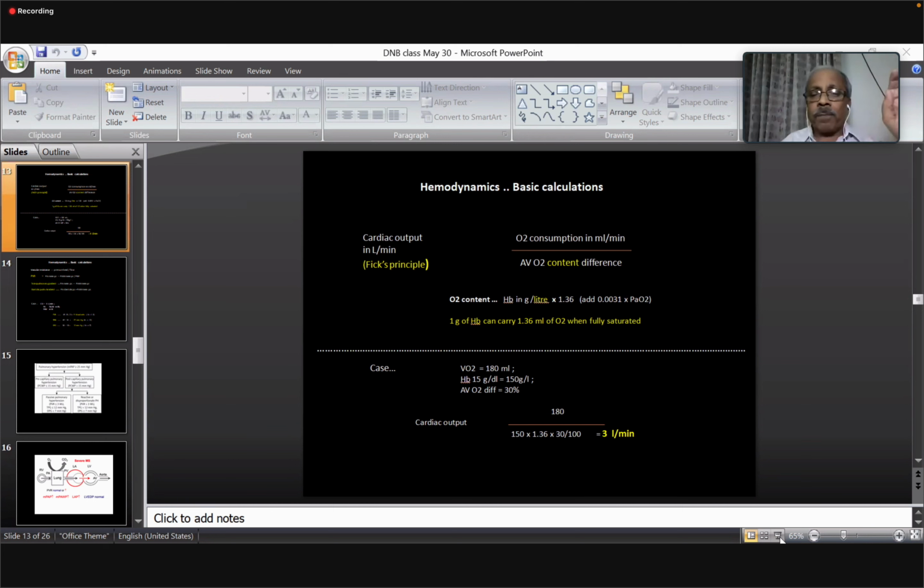I have excluded the dissolved PaO2. And the difference is 30%. So 30 by 100. This 100 will go and it will come as 3 liters per minute. So cardiac output is 3 liters per minute.